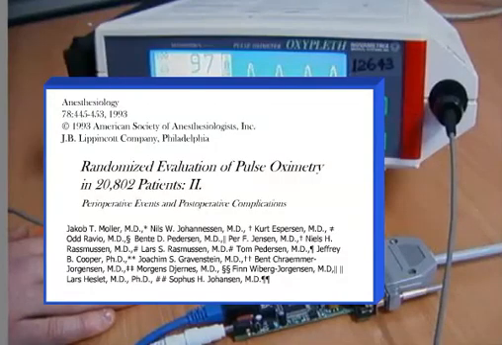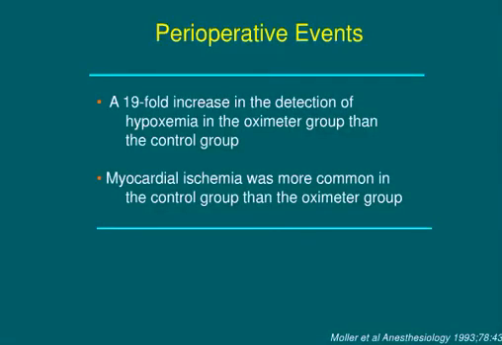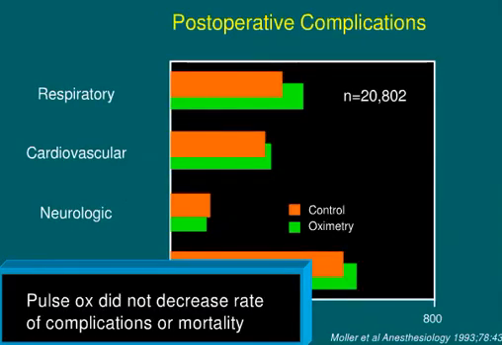So this was a study, the biggest study to date on pulse oximetry. It was done in over 20,000 patients in a randomized controlled trial asking the question, does the use of pulse oximetry decrease the rate of post-op complications? What they found is there was a 19-fold increase in the detection of hypoxemia with the pulse ox group, and myocardial ischemia was less frequent with the pulse ox group, but the primary outcome, that is their post-operative complications, did not change with the pulse ox.